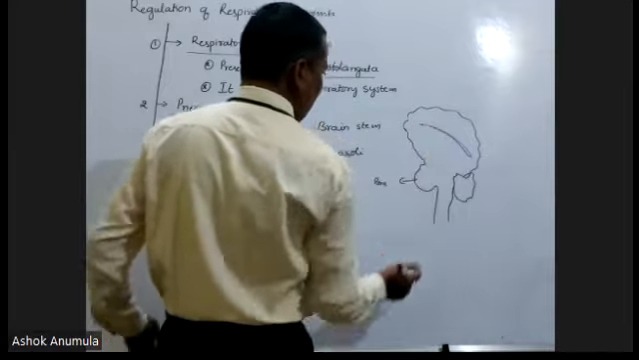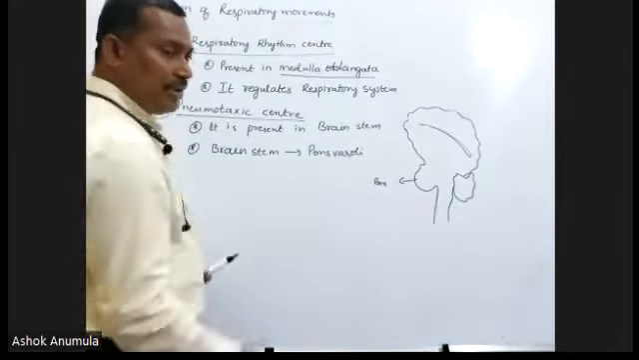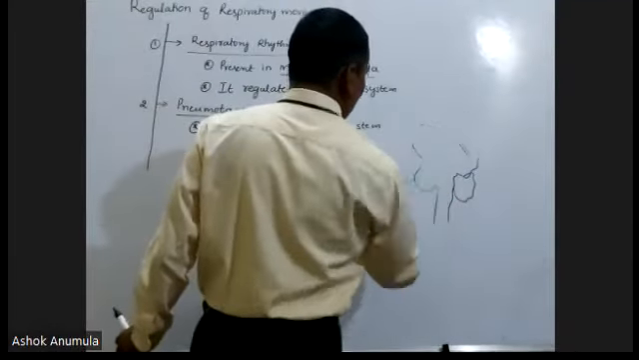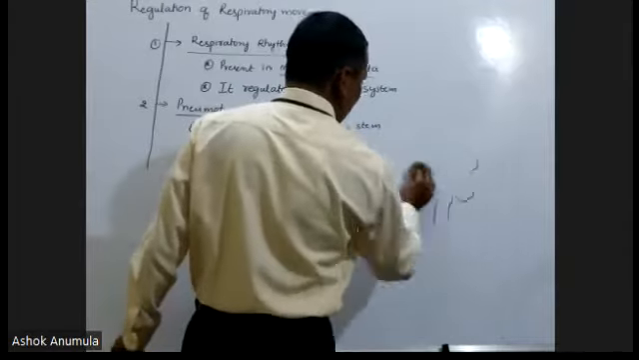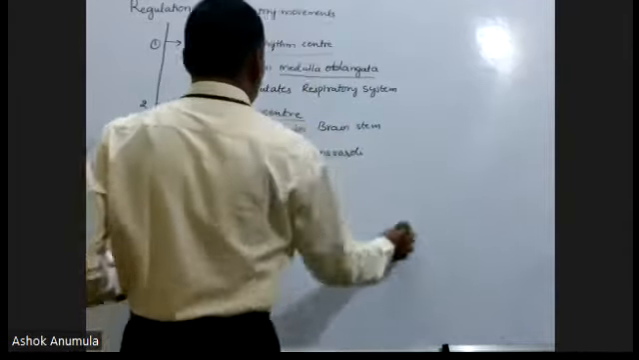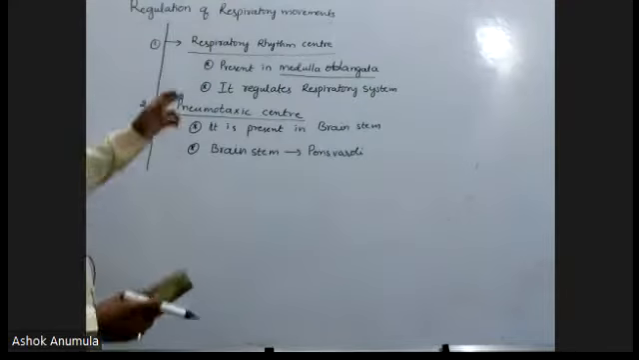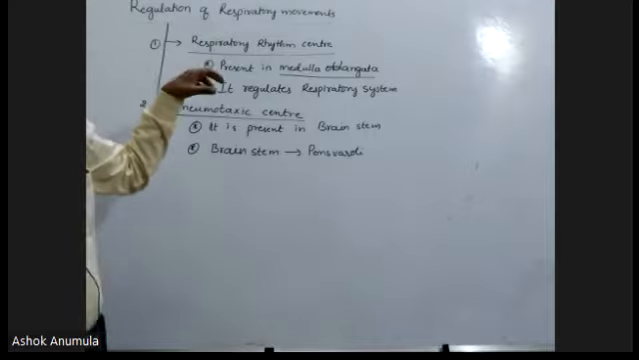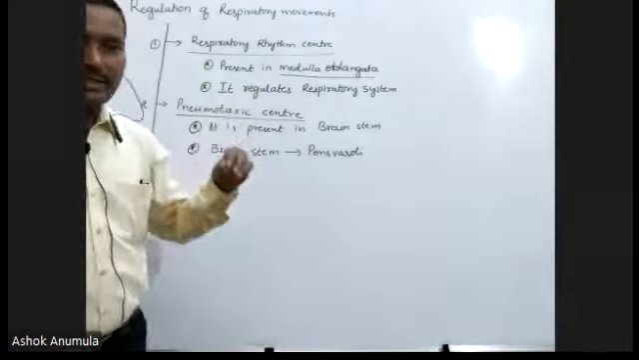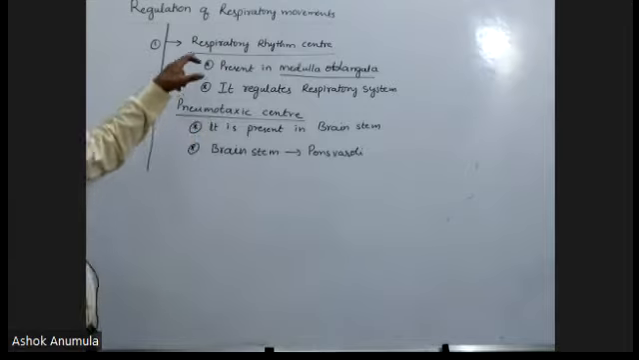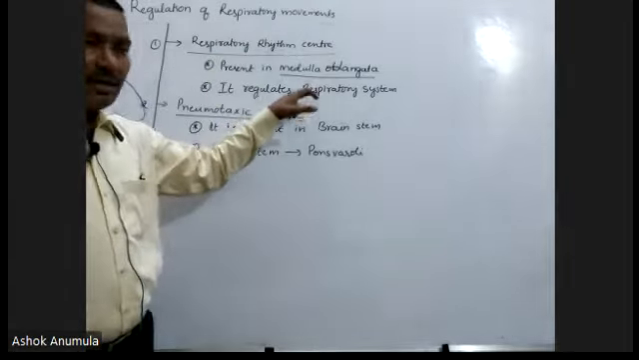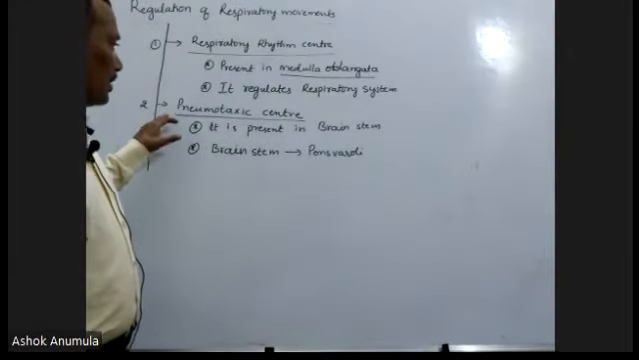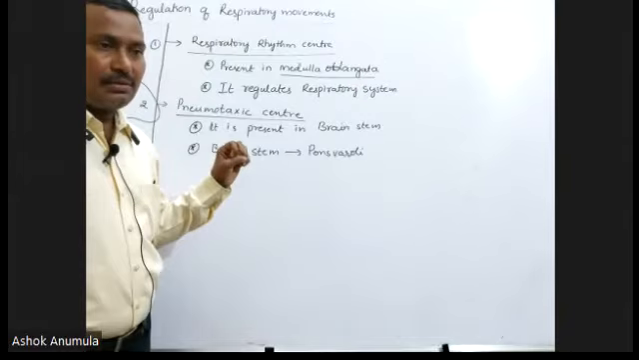And this is called the corpus callosum. We will discuss this brain in a coming chapter. But here you have to remember the brain containing the medulla oblongata. In the medulla oblongata, the respiratory rhythm center is present, and it regulates the respiratory system. And the second center is called the pneumotaxic center.